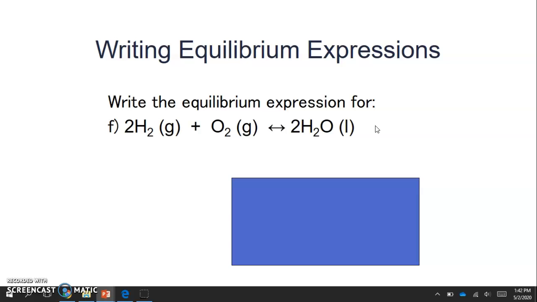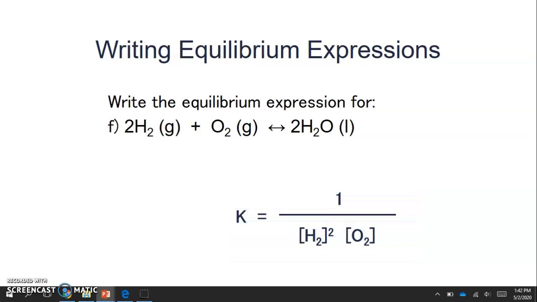Okay, let's do one more. I think one more is probably going to be enough. So here we've got 2 molecules of hydrogen gas. Oxygen gas will yield 2 molecules of water, H2O. H2O is a liquid, so we do not include it in the equilibrium expression.